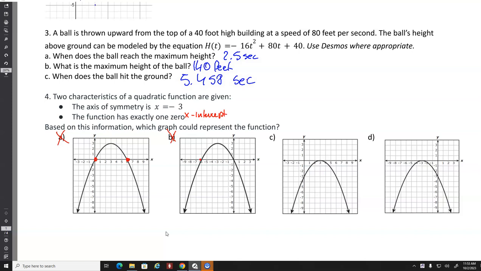This one is also 2, so again, I can eliminate that one. This one has 1 zero. That means it only touches at 1 point, which is either 3 or -3. Now, we do know the axis of symmetry means the middle of the graph, and it goes through the -3 point. So I know it's going to be D, because this is where the axis of symmetry is going to go, through this -3. It's not going to be C.